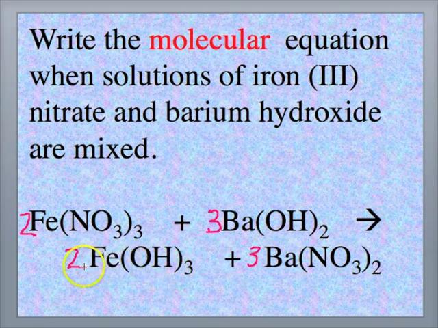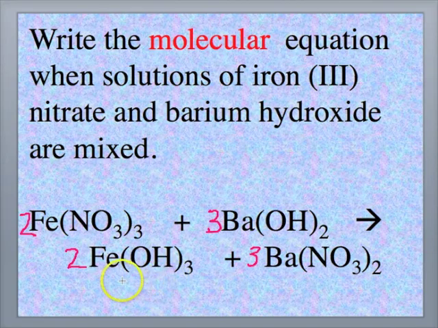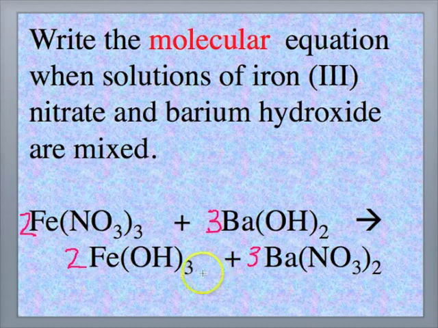And incidentally, the iron and the barium fall into place, and they are now balanced as well. So here's our balanced molecular equation. The one thing that is not showing up here is the new compounds that form. Are they soluble or are they not soluble? How can we tell what the status is of the products?